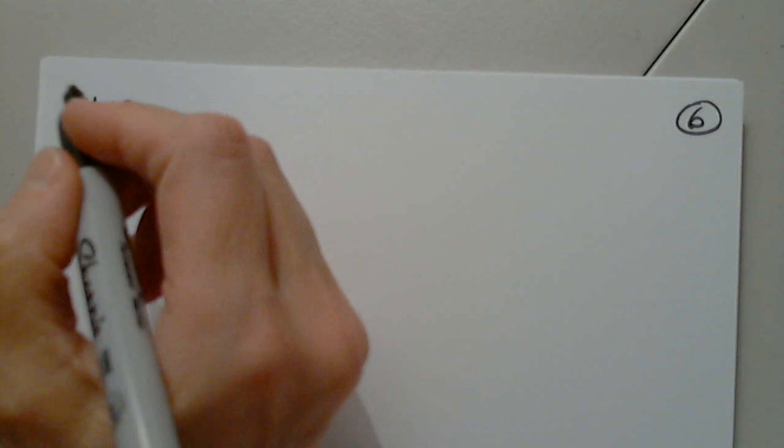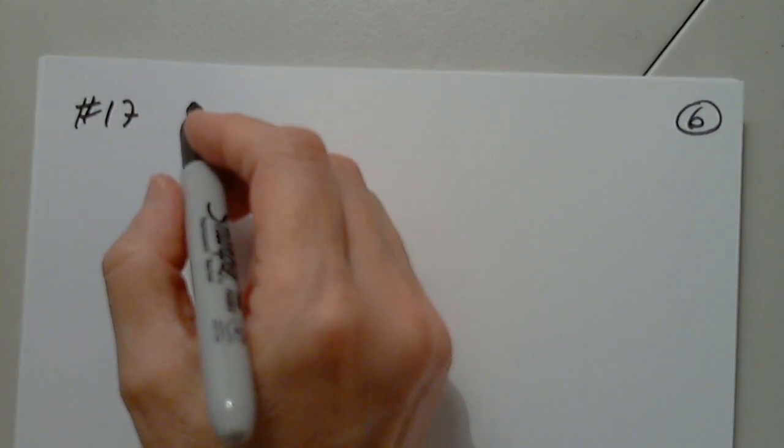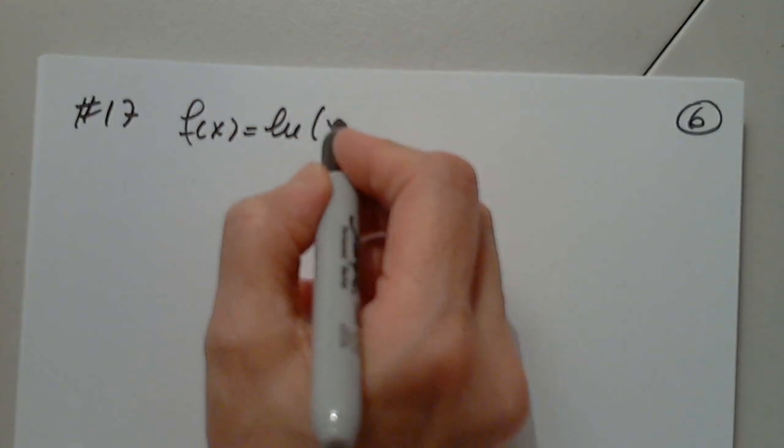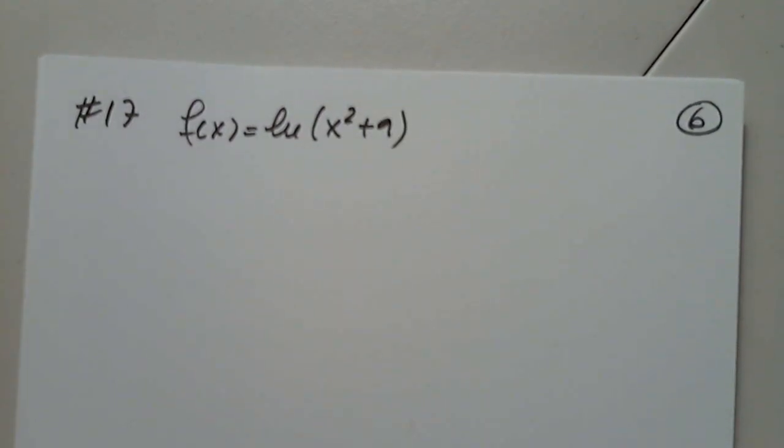I want to choose still a polynomial function, or we can choose something else. Let's look at 17. It's a different one. So we have f of x equals natural log of x squared plus 9. Okay, so let's see what happens with this.